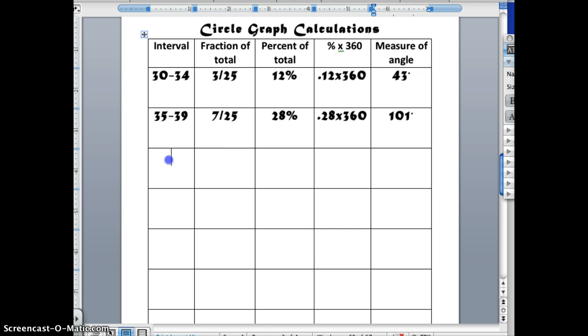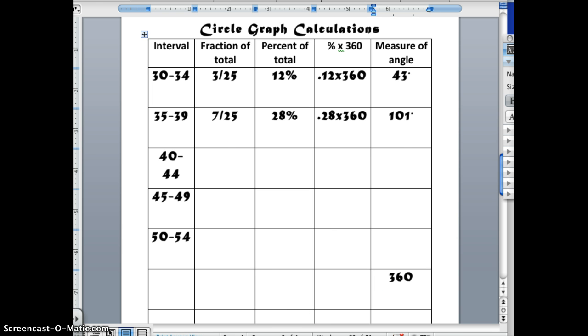So what I'd like you to do is go back to the frequency table and do the 40 through 44, 45 through 49, 50 to 54. And so what you're going to do is find the remaining degrees. What we would anticipate happening is that when you add up all the angle measurements, it should be approximately 360.